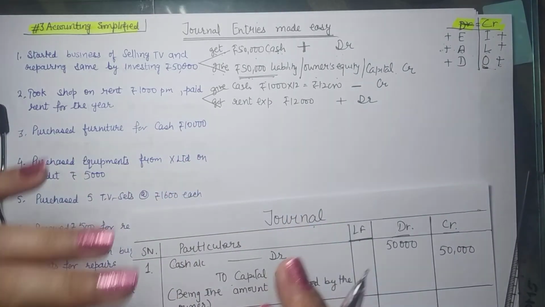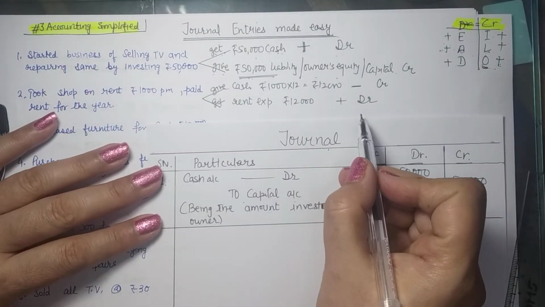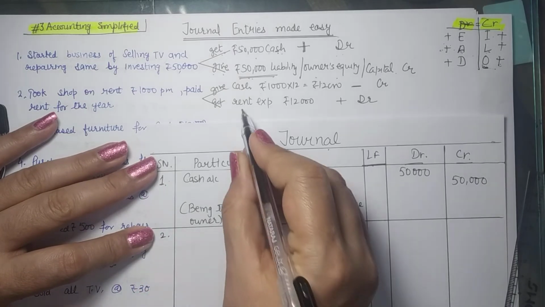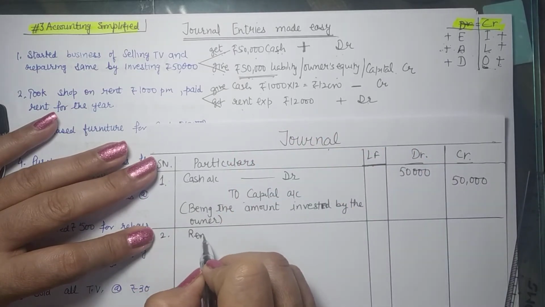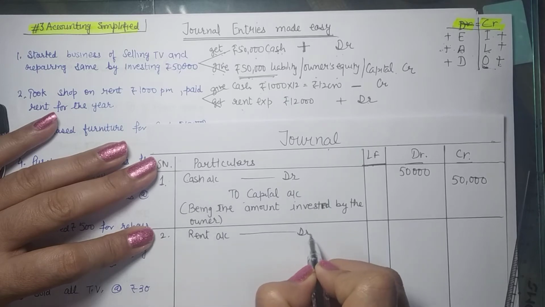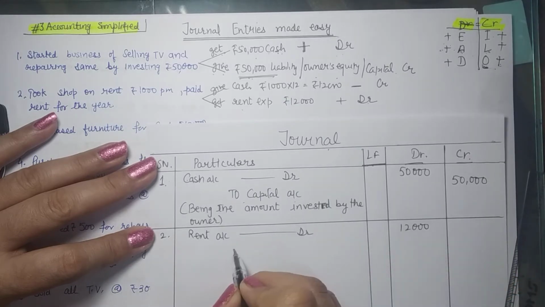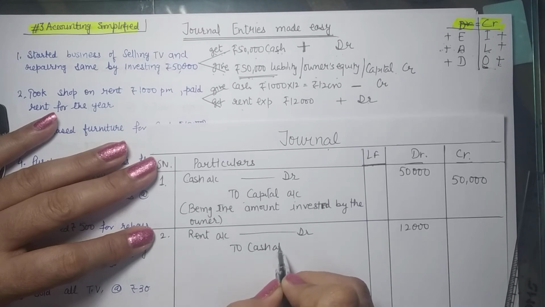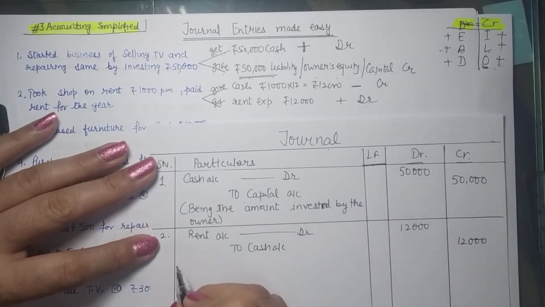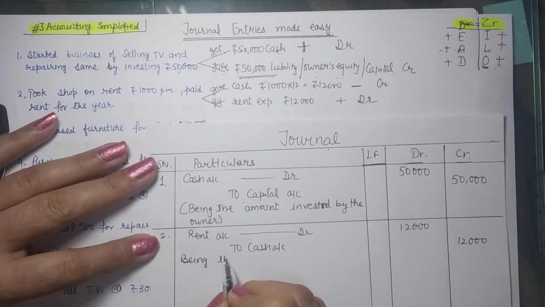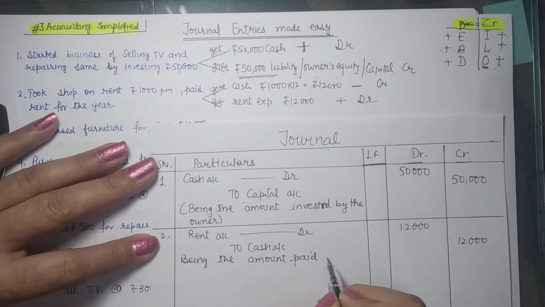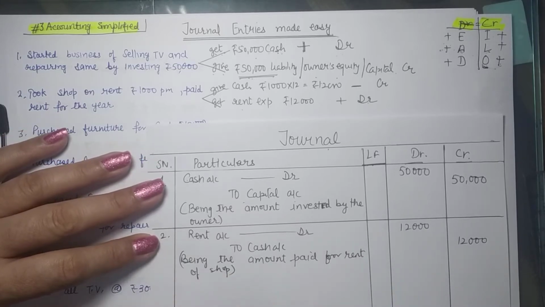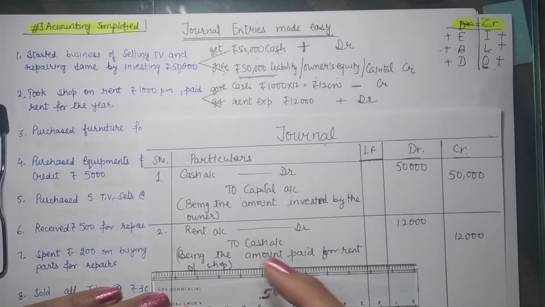So now how will we record it? We first need to record the debits. So our entry will be rent expense. So we will be writing rent account debit 12,000 rupees to cash account 12,000 rupees, being the amount paid for rent of the shop. So that completes our second transaction.